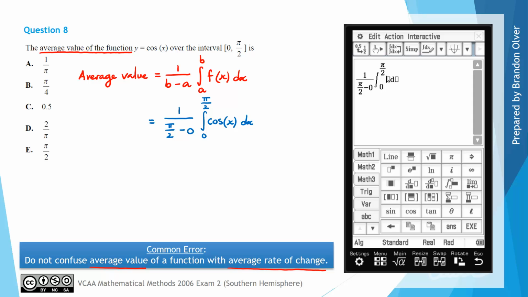And then our rule was cos of x, and we want to anti-differentiate that with respect to x. Hitting execute gives us the value that we're looking for. From the CAS calculator, we found that that is equal to 2 divided by pi. So that makes D the correct answer for this question.